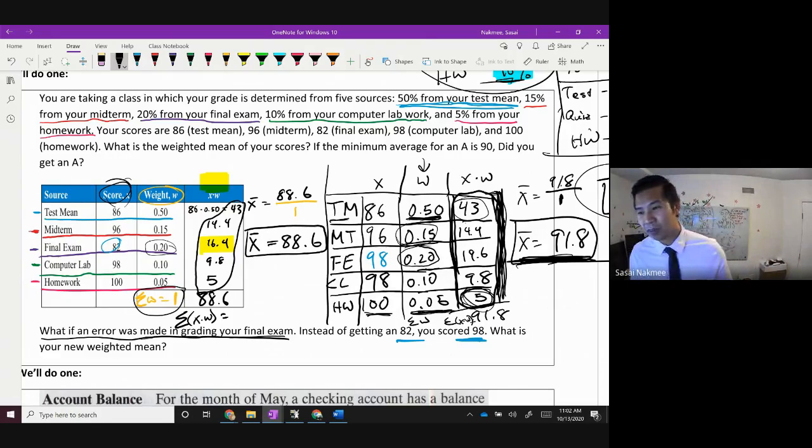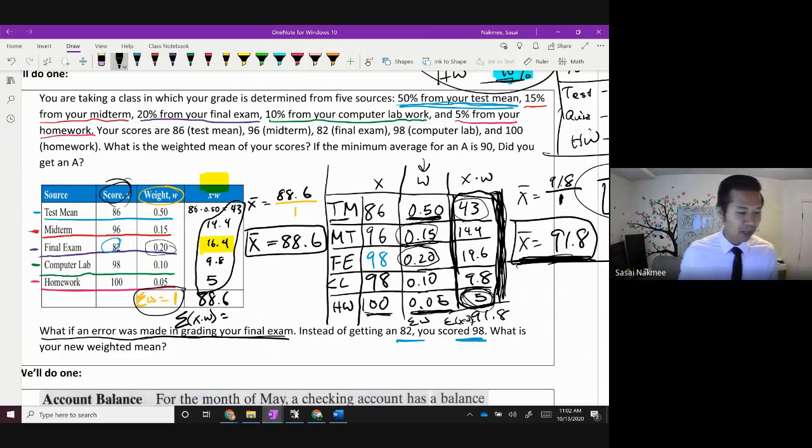Your weights will be different for each problem. Sometimes they'll be like percentages, and if it's a percentage, you just write it as a decimal, right? And sometimes there'll be actual numerical values, which is going to be the next one that we're going to do right here. But I'm going to pause it for a second.